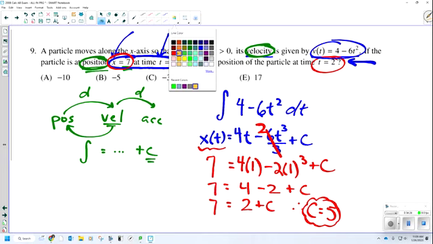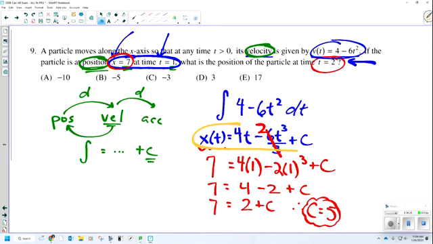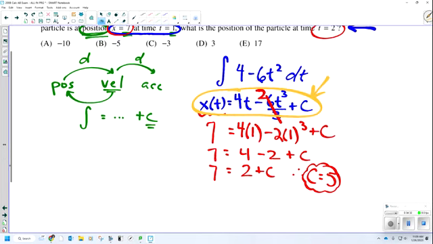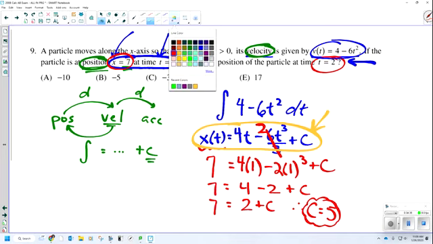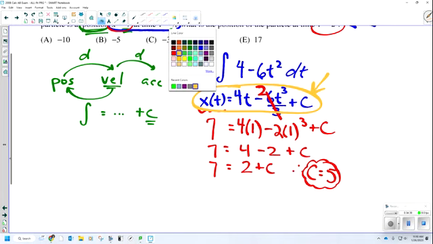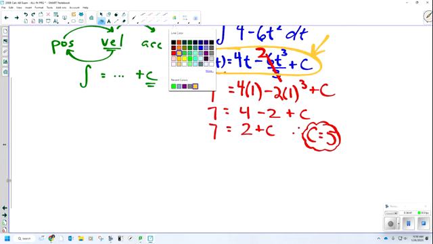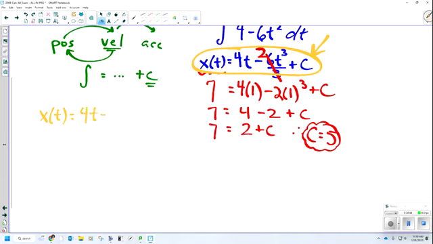Here's my equation for position right now. I want to put a 5 in for this c. So let's go down here. This board. I'm getting a new one of these boards, people. I'm going from the smart board to the TV, which will be nice. So you have x of t is 4t minus 2t cubed, and that's plus 5.